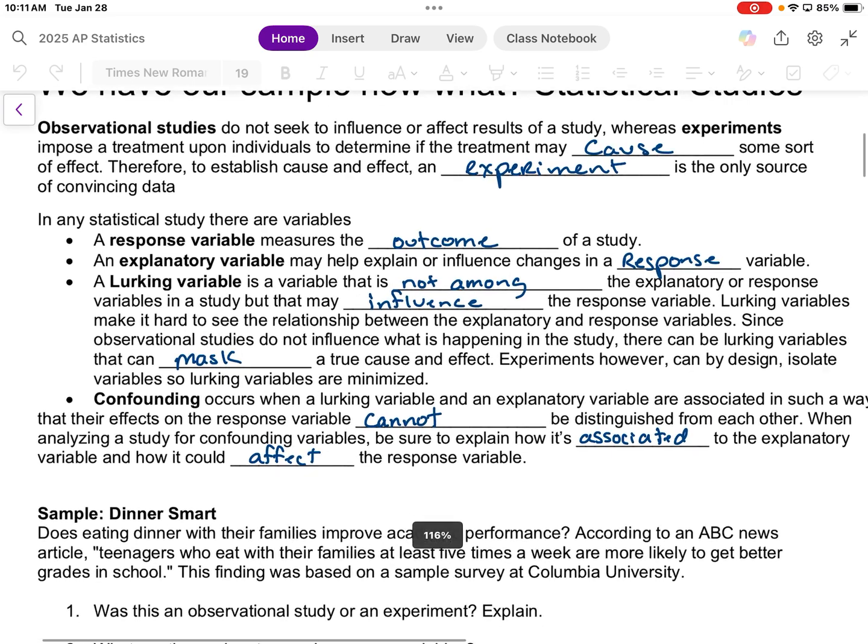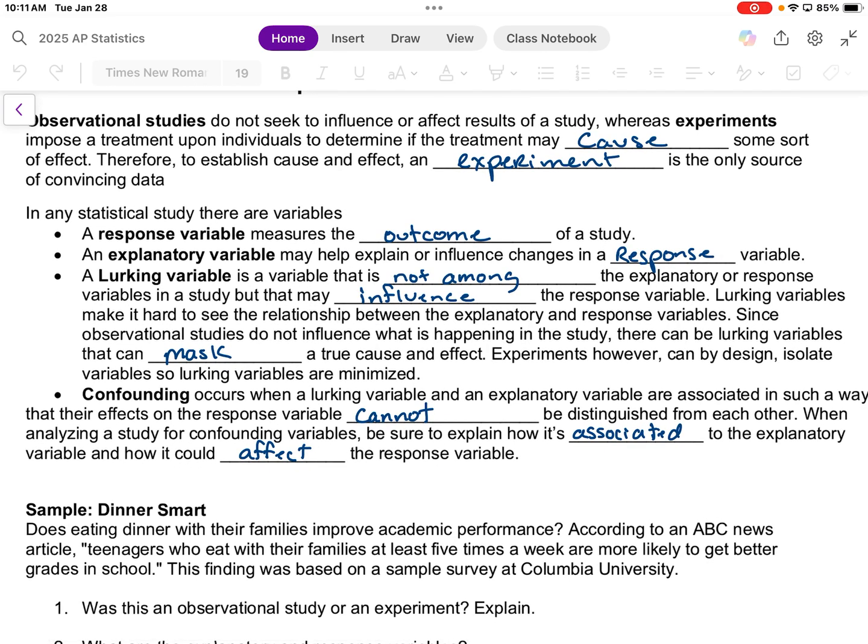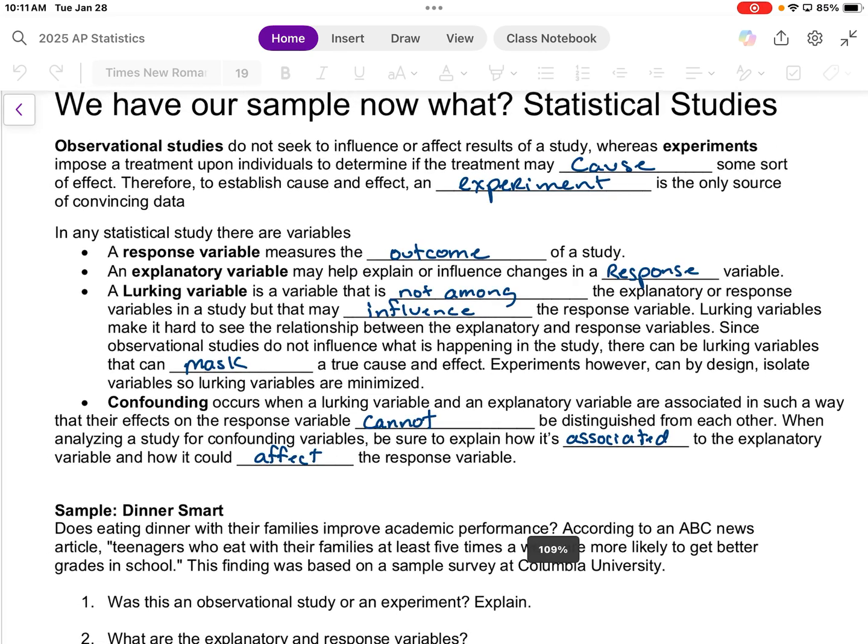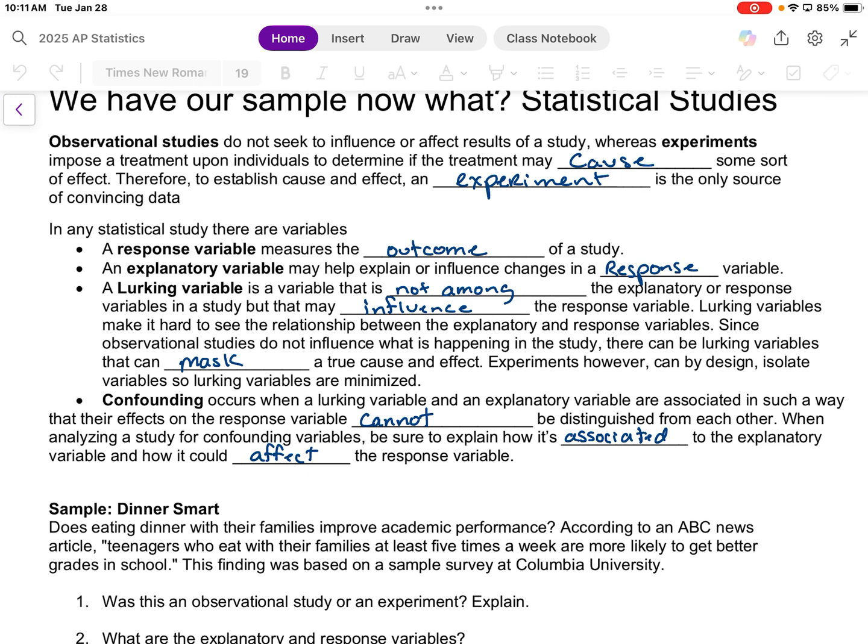What is confounding? Confounding occurs when a lurking variable and an explanatory variable are associated in such a way that their effects on the response variable cannot be distinguished from each other. When analyzing a study for confounding variables, be sure to explain how it's associated to the explanatory variable and how it could affect the response variable.